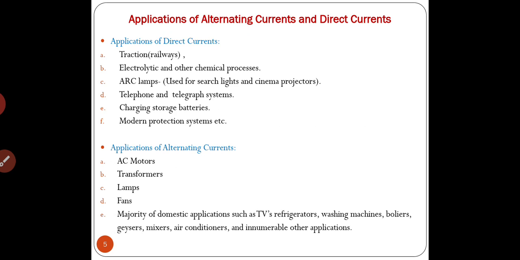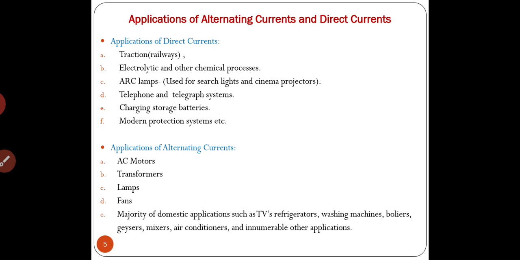Applications of alternating currents. AC motors, alternating current motors, induction motors, all these are applications of alternating currents. Then we have transformers, a static device used to generate high voltages and also to step down the voltage. It is used for step up and step down of voltages depending upon the number of turns in the primary and secondary. This we have understood in the previous lectures about transformers.